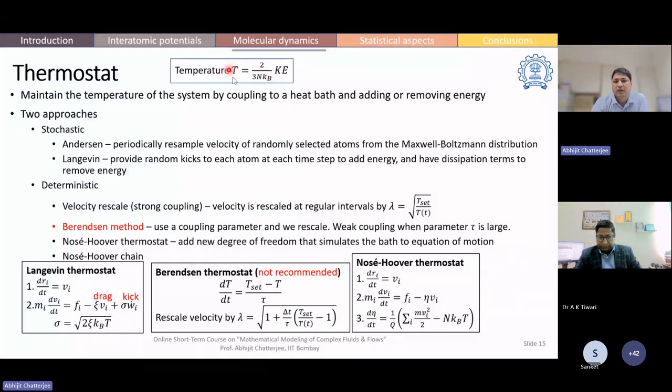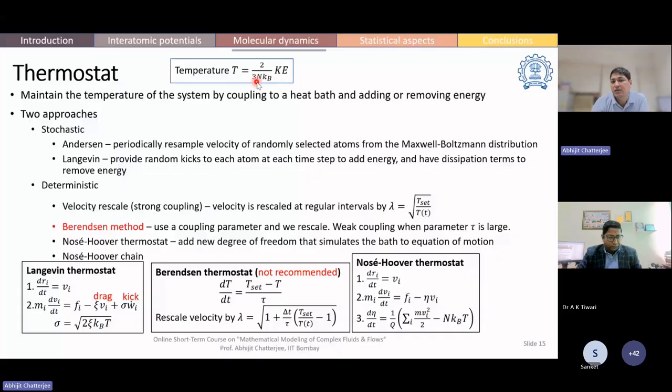Now, from statistical mechanics, it is known that the temperature, or the kinetic temperature, of a system is related to the kinetic energy. So, if we were to compute the total kinetic energy, then we can determine the temperature.